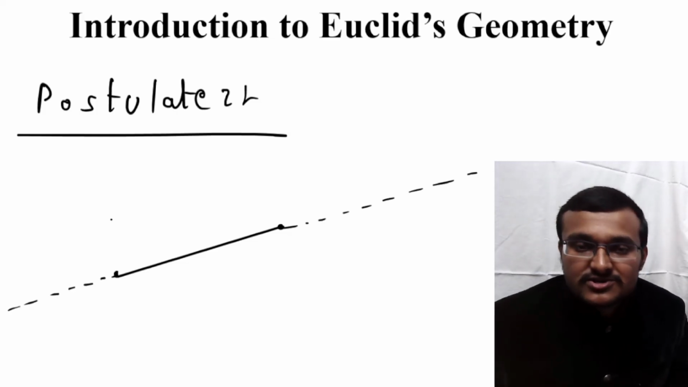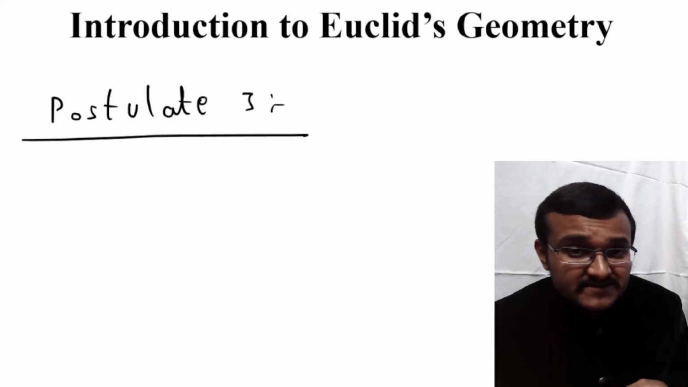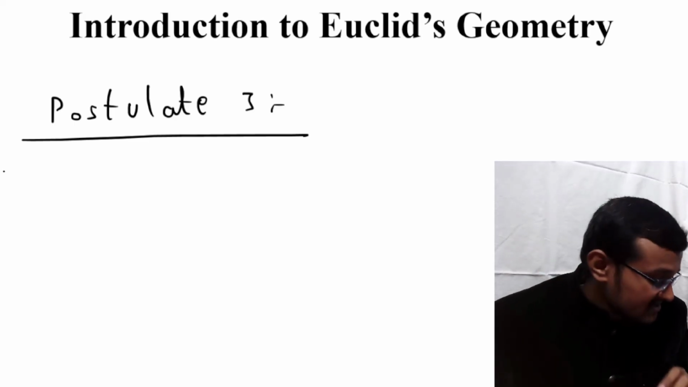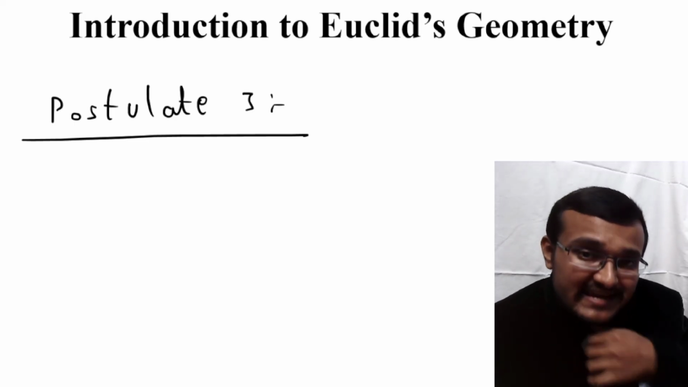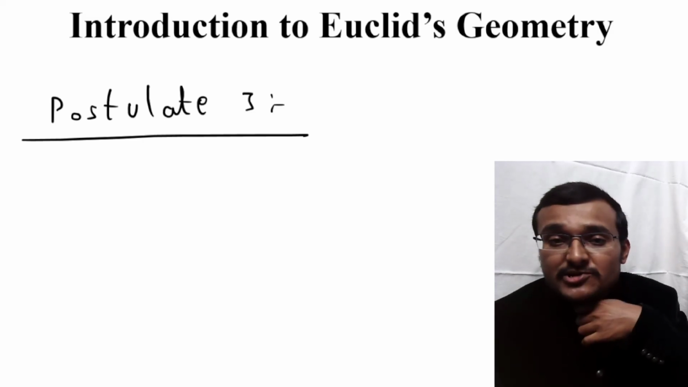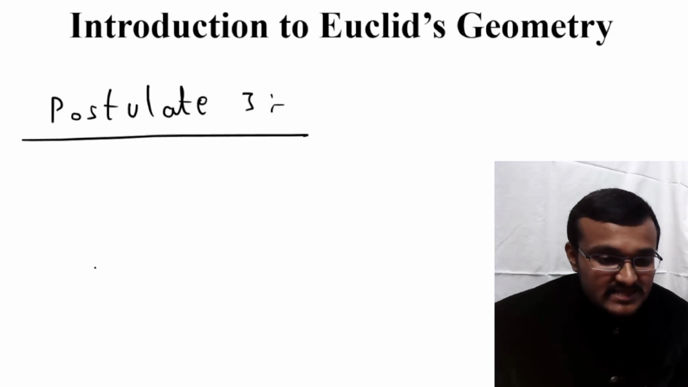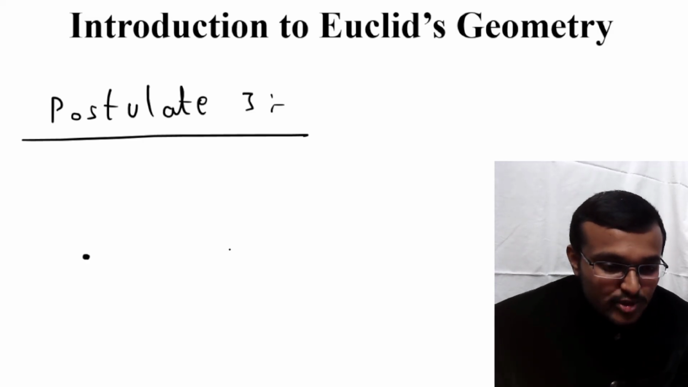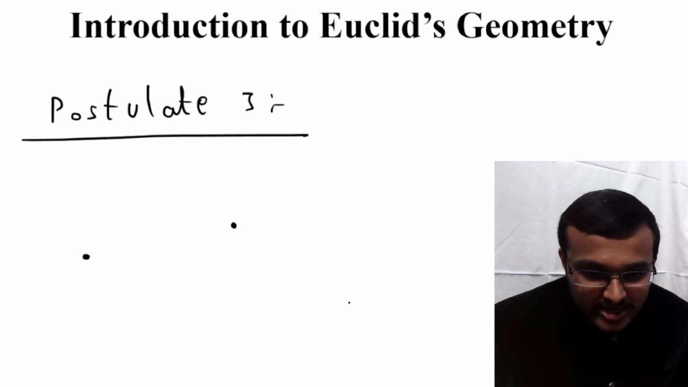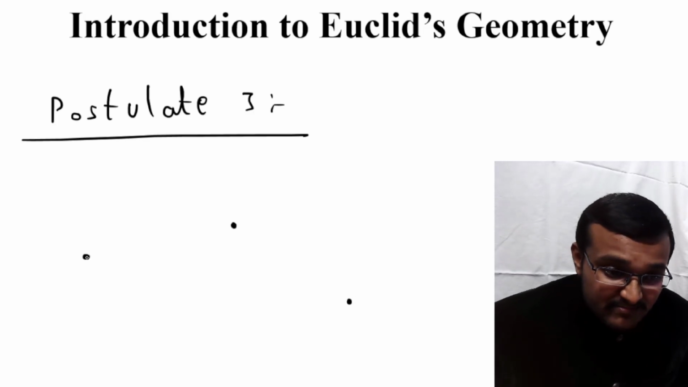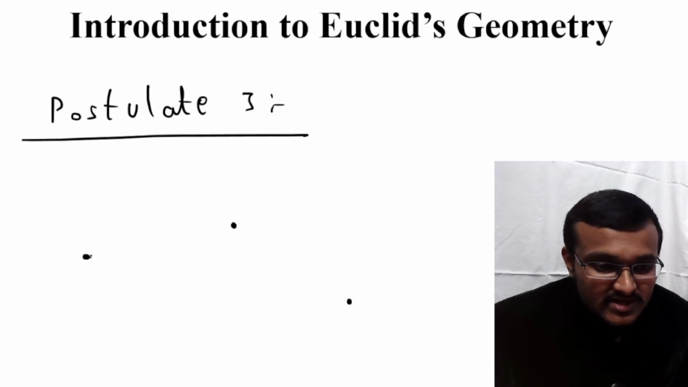This is postulate 2. Coming to postulate 3, here Euclid assumes that a circle can be drawn from any center and with any radius. For example, if I take any point like this as the center, you can draw a circle.